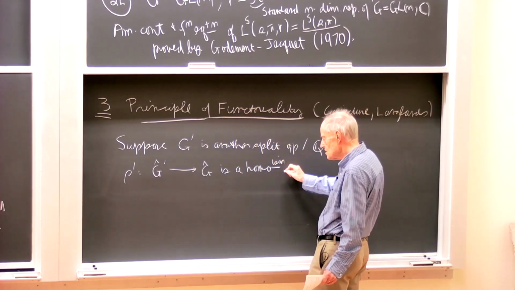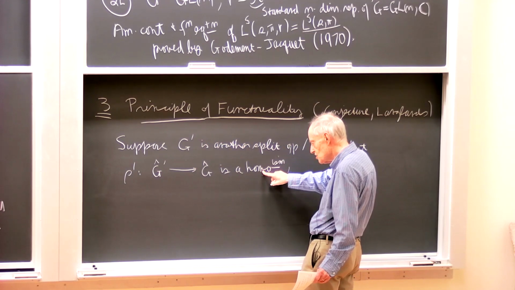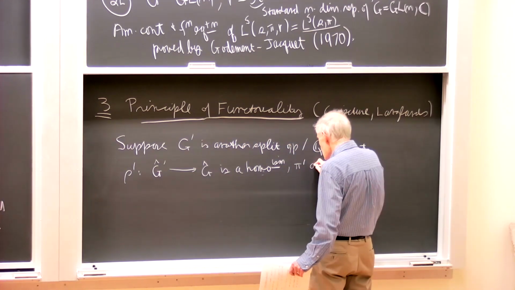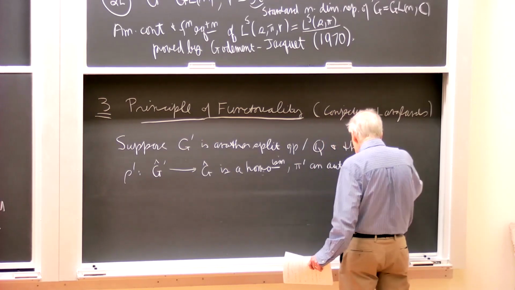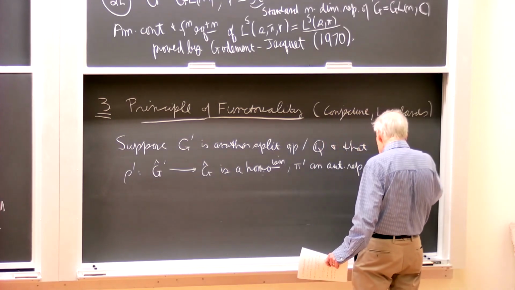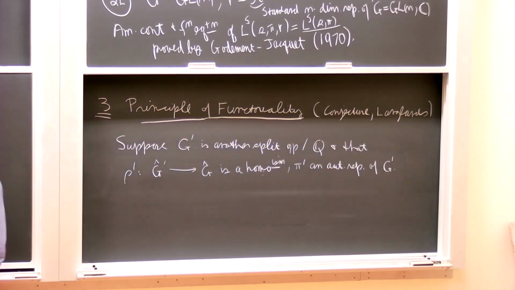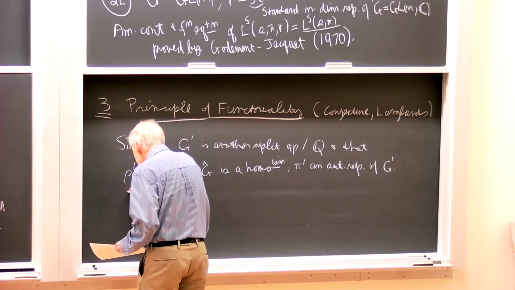And suppose that for this assertion, we take an automorphic representation, not of G, but of G prime. So pi prime is an automorphic representation of G prime. Well, functoriality is the innocent little assertion that there's an automorphic representation pi of G. This is the conjecture.